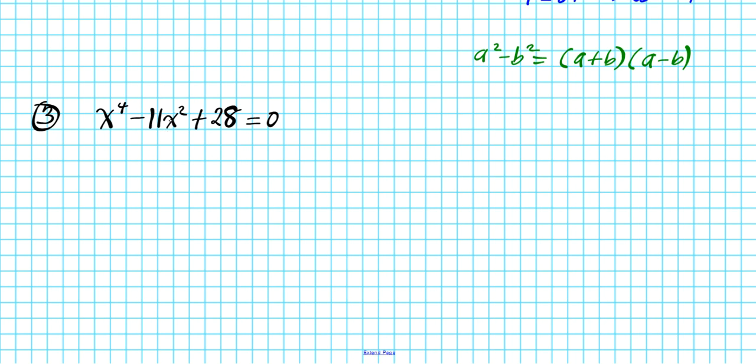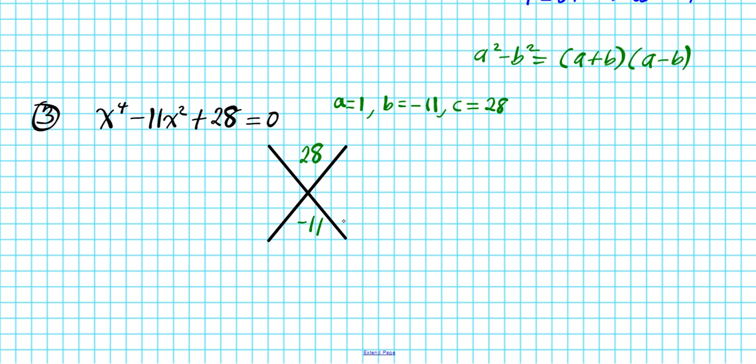To convert this into 4 terms, we're going to make use of the x game. We're going to put AC on the top and B on the bottom. In this problem, A is the coefficient of the leading term, which is 1. B is negative 11, and C is 28. AC is 28, and B is negative 11. So this is the x game.